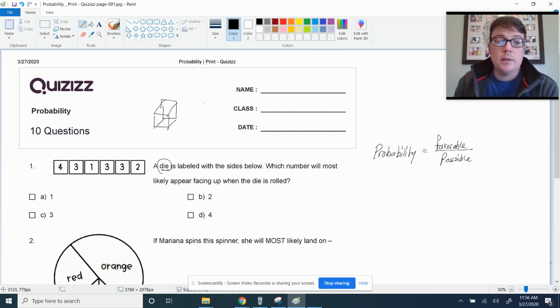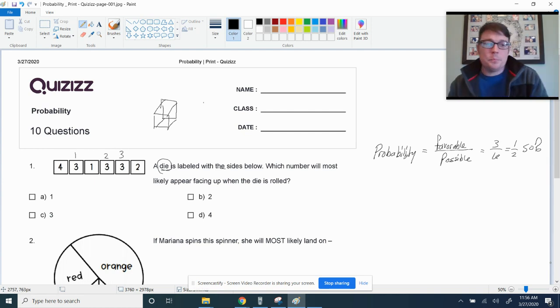So looking at this particular problem here, favorable is what we would like it to land on. So that would be the 3. It would land on 3 three times. So favorably, 3 out of 6. That is the same as a half or 50% chance. All of the other numbers, 2, 1, 4, only happen one time. So their probability is going to be a lot lower than this particular one. So the number 3 is the best chance of popping up.